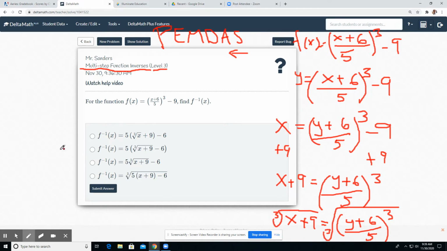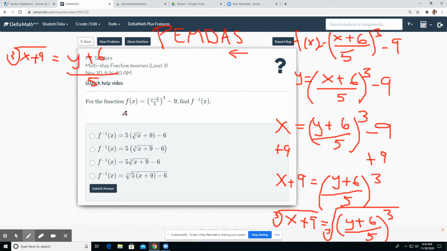Okay, so now we have cube root x plus 9. Make sure that 9's under the radical sign. Equals, cube root and cube undo themselves. So we're left with the y plus 6 over 5.